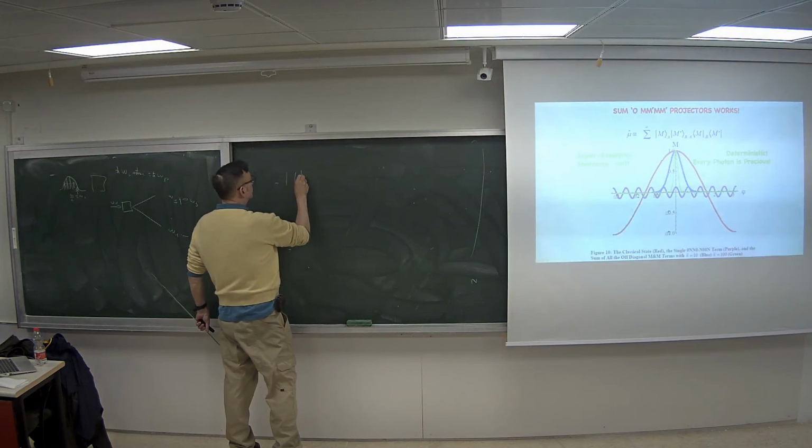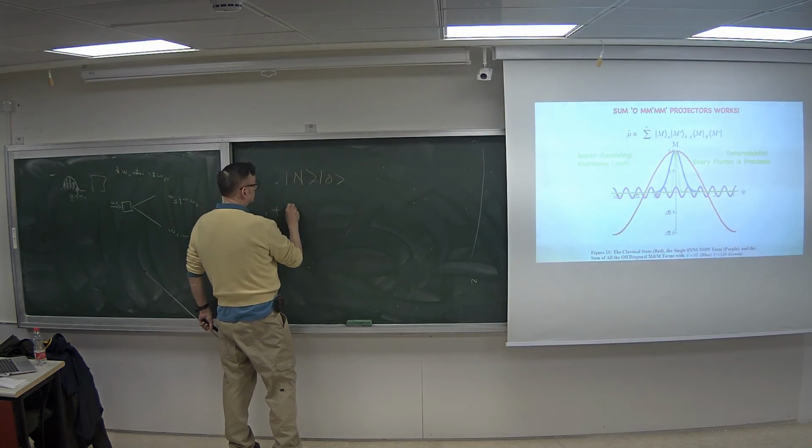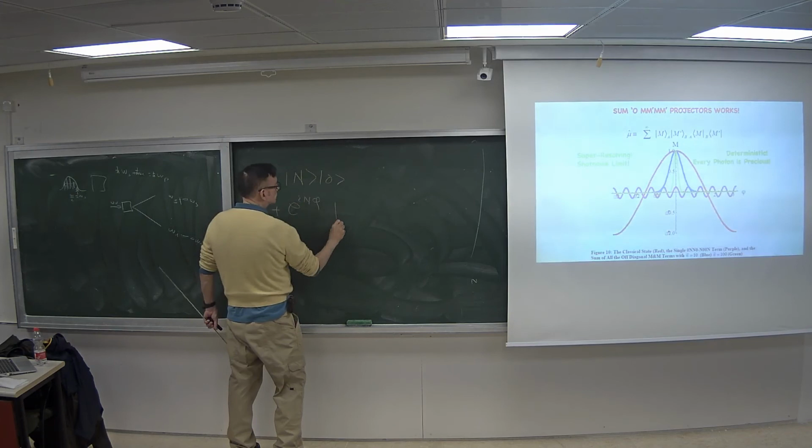Okay, so there's n, and then we got zero, for the NOON state. Then we have e to the i n phi. So this is the thing that I haven't drawn yet. Let's do that now.